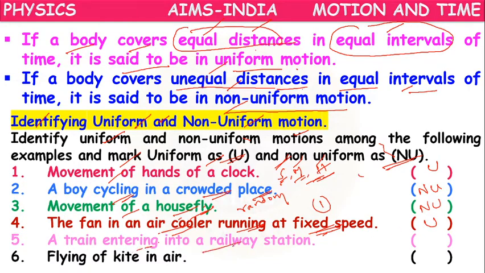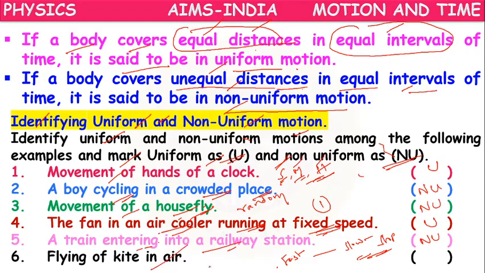A train entering a railway station. Before coming to the railway station, it will be moving fast, but while coming to the station, it will slow down. At the railway station, it will stop. So you can observe changes in the distances covered by the train. So it is a non-uniform motion.